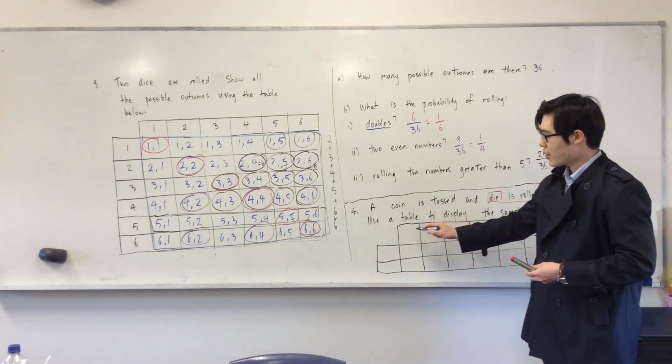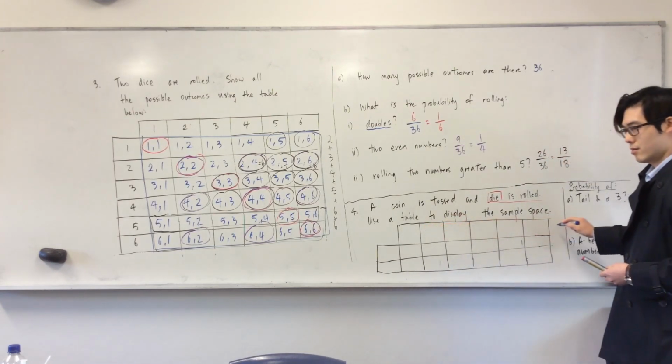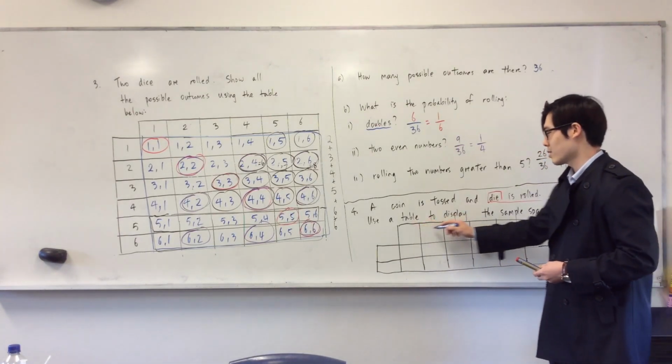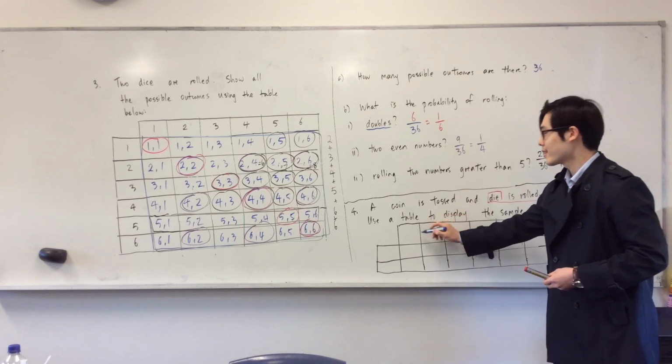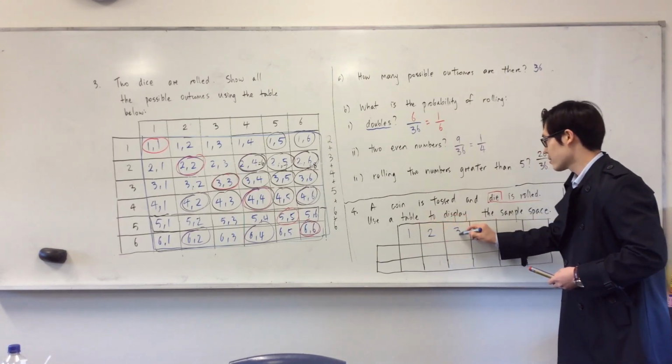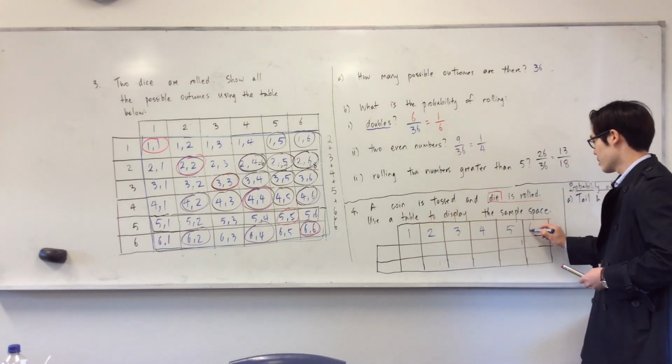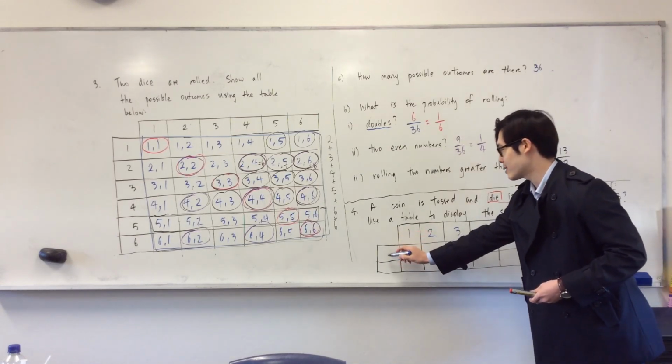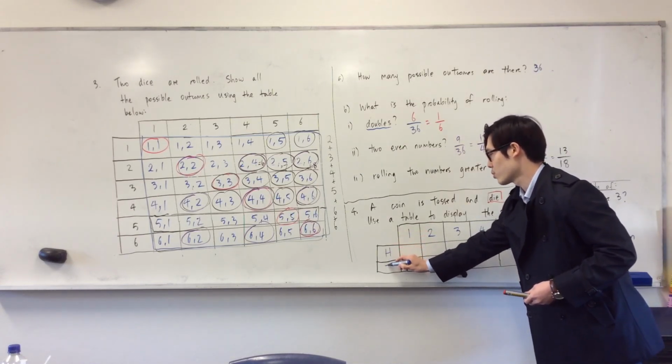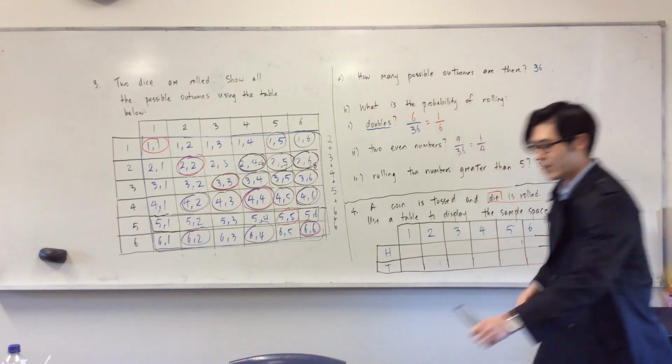So what do you think goes in here? Looking at the spaces... Oh, 1, 2, 3, 4. That's right. So I'm going to put all my dice numbers here. Oh, and then the coin will be heads and tails. That's right. This is where you put the outcomes for the coin. Okay? And it's the same thing. You just fill it up.